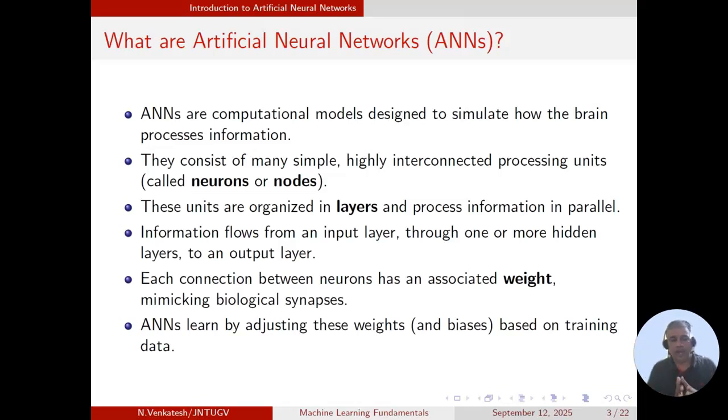And each connection between neurons has some associated weight. This is mimicking the concept of biological synapses, where the actual information is stored. So how does an artificial neural network learn something? It is by assigning values to these weights based on the training data.